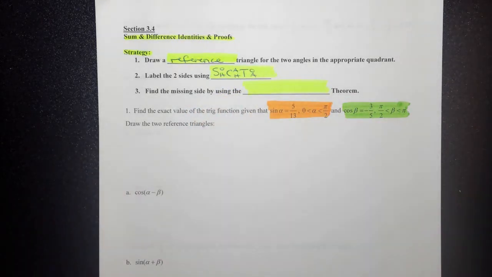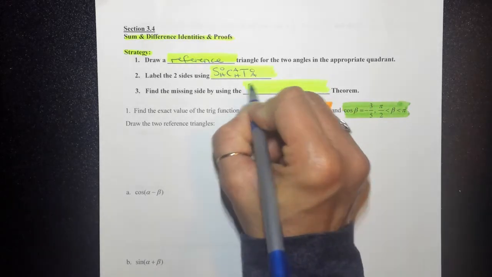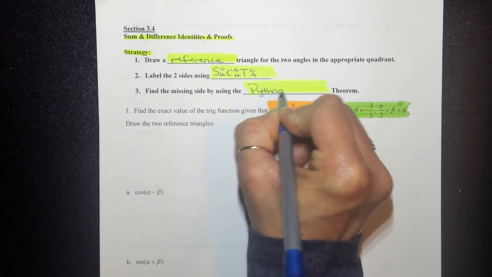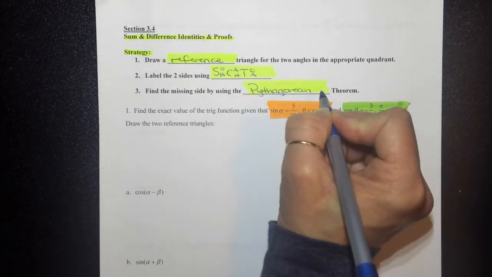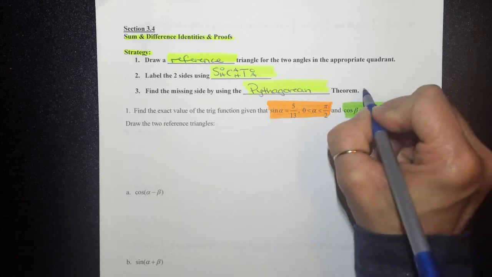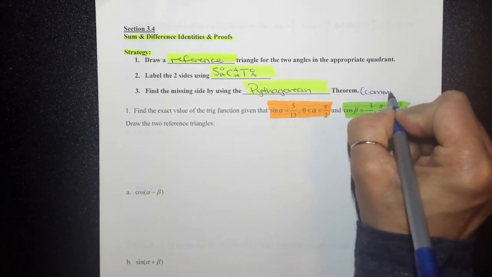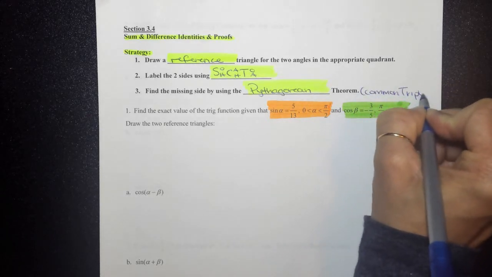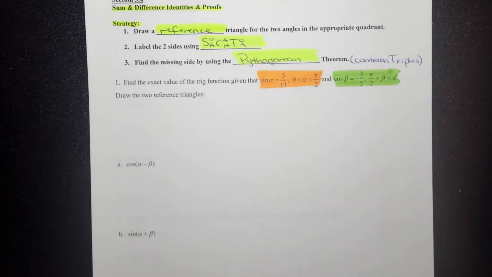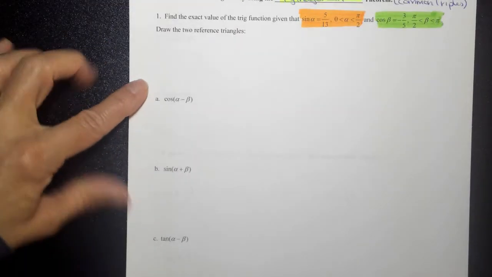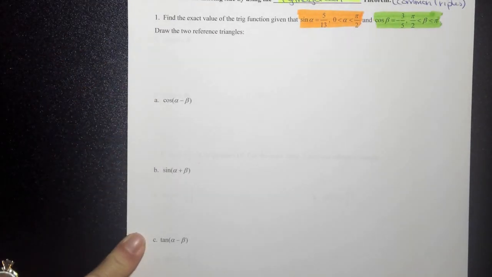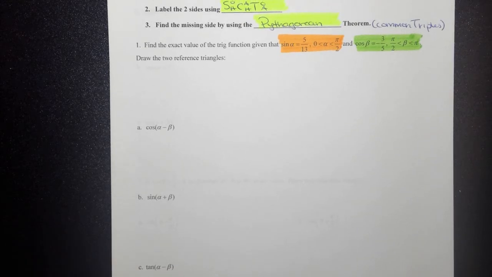Okay, and we've already done that before, so you should be familiar with that. And then find the missing side by using the Pythagorean Theorem, or you can use your common triples that we talked about from geometry. Okay? All right, so I'll go through an example that uses all three, whether it's the sum or difference for sine, cosine, or tangent, so that you can see how everything works.